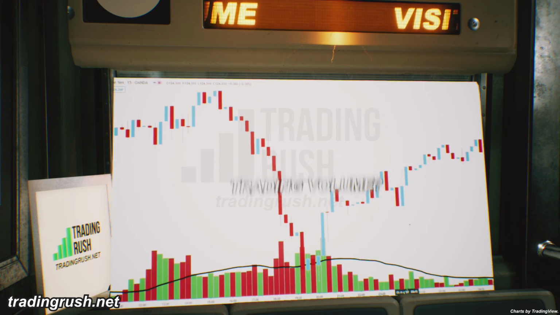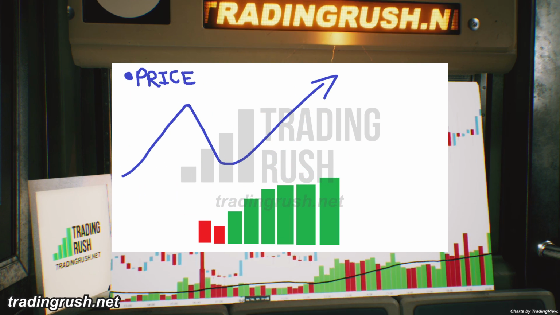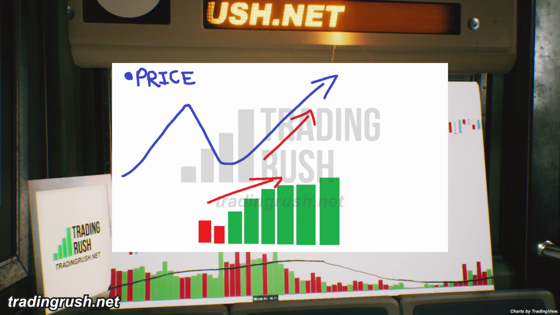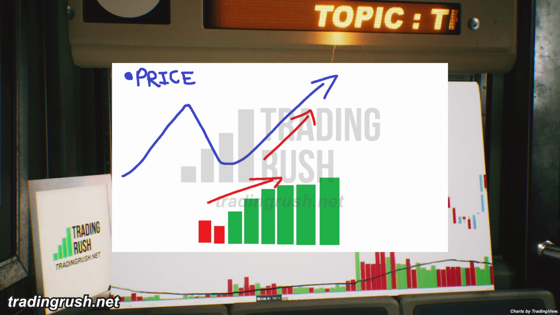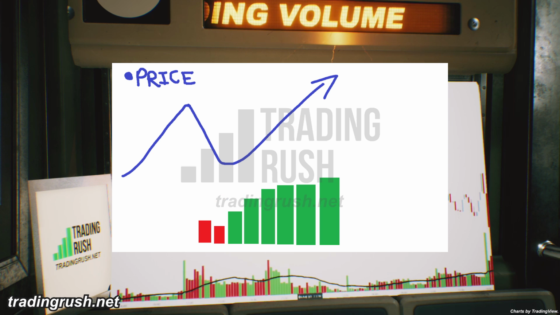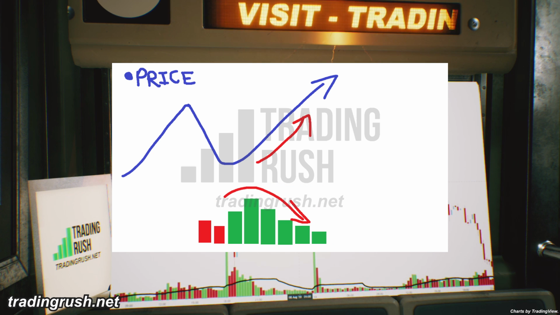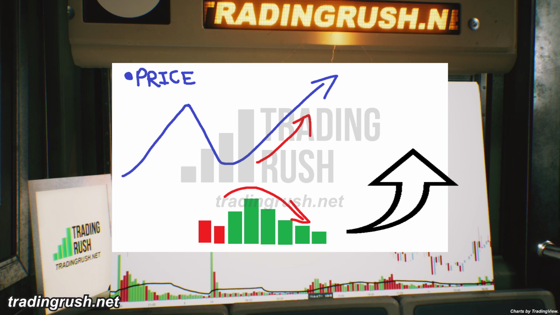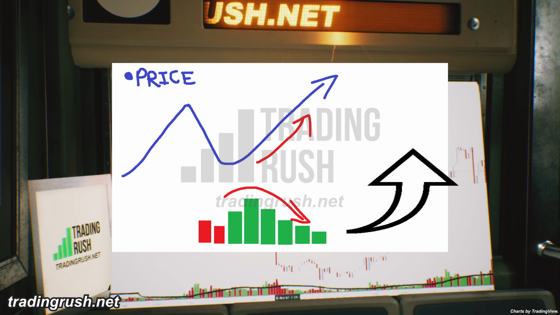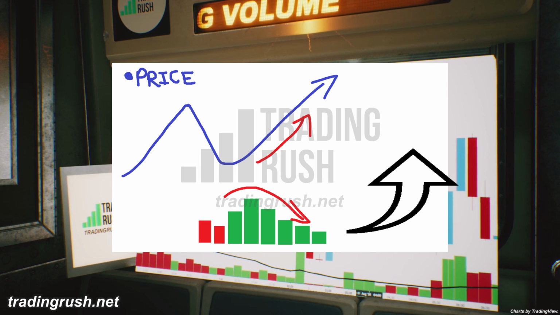Here's how to use the volume and price data together on a trading chart. Number 1. When the price increases, and the volume also increases, the price is considered to be bullish. Number 2. When the price increases, but the volume decreases, the price is considered to be bullish, but only the small traders are buying. Big players with their large amount of shares are not buying.